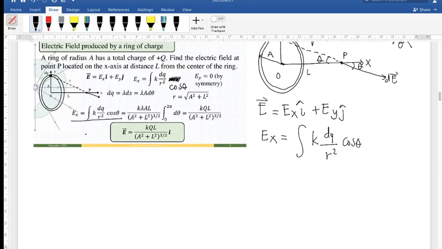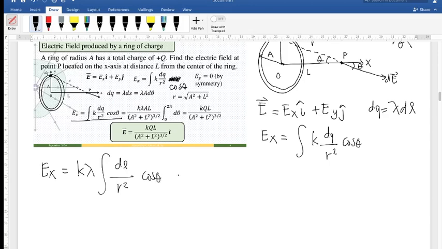Since we let our ring be like a line formed into a circle, we can let dq be equal to lambda dl. So we have Ex equal to k lambda, which we can take outside because it is constant, times the integral of dl over r squared cosine theta.